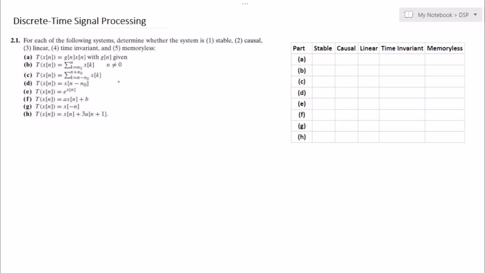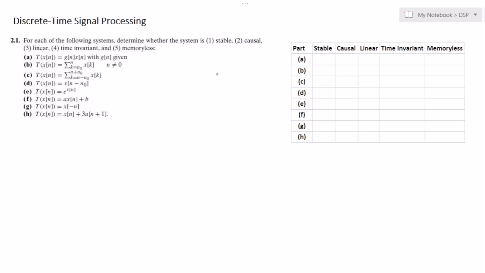Hello guys, so last time we discussed what is meant by stability, causality, linearity, time invariance, and memoryless or memory-oriented systems. Today we are going to talk about different parts of our questions, and we are going to see whether the systems given in each of these parts fulfill the criteria to be stable, causal, linear, time invariant and memoryless or not.